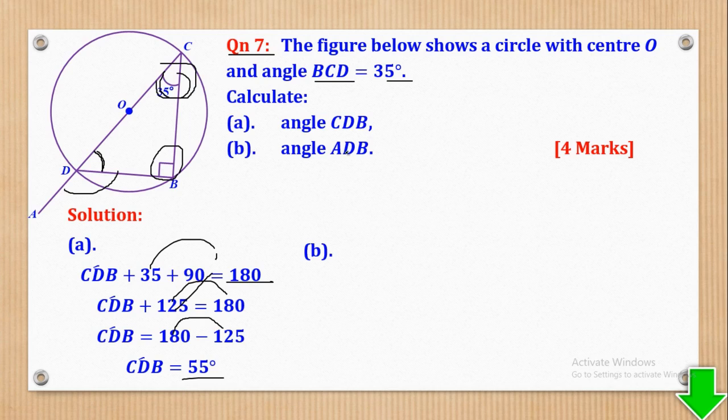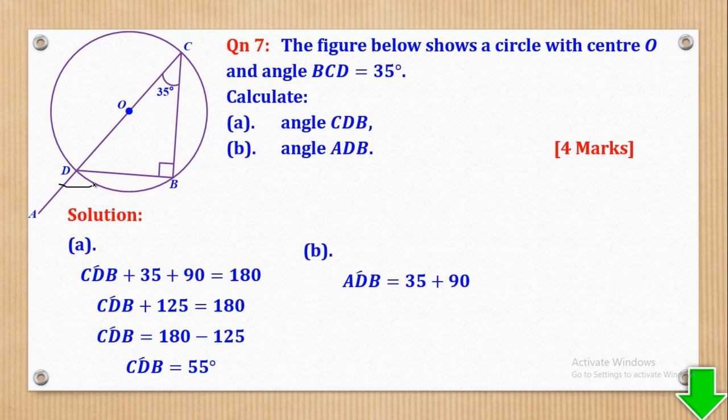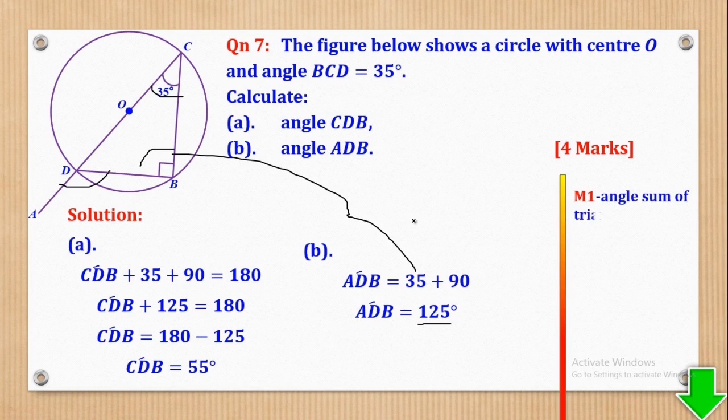Then for part B, angle ADB, I'll know that these are angles on a straight line. Therefore, I can either use the angles on a straight line or use the exterior angle property, whereby one exterior angle is equal to the sum of the two opposite interior angles. If I use that property, I realize that angle ADB is equal to 35 plus 90, which is here. Therefore, the required angle will be 125 degrees. So that's what they wanted. Now let's see how much can be awarded.